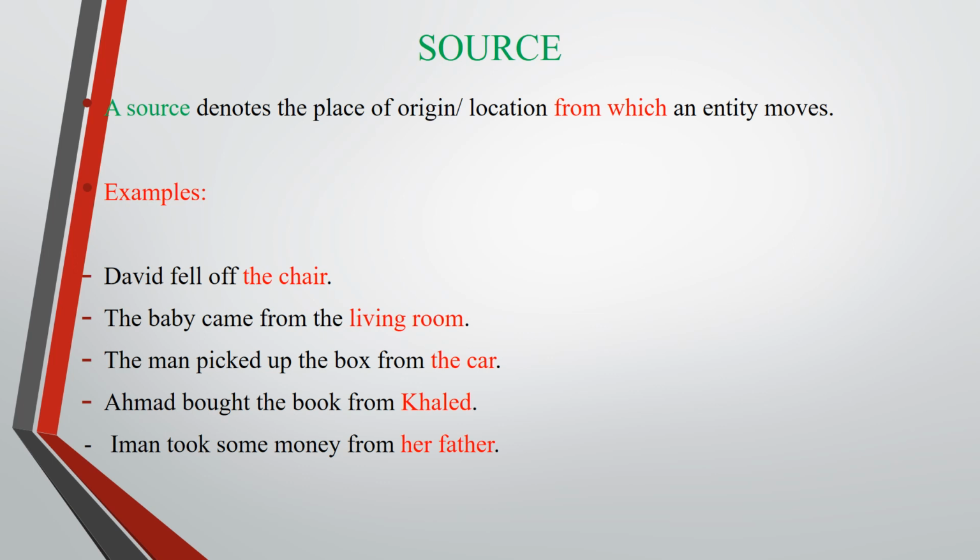For example, when I say David fell off the chair, David was originally sitting on the chair and he fell off that chair. So the source, his original location, was the chair. Now when I say the baby came from the living room, the living room is the source from which the baby moves. Originally the baby was in the living room and he moved from the living room to another location. Now in the last example, Iman took some money from her father. Her father, which is the argument, plays the semantic role of the source because the money came from him.